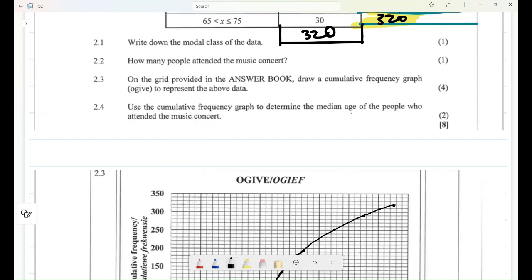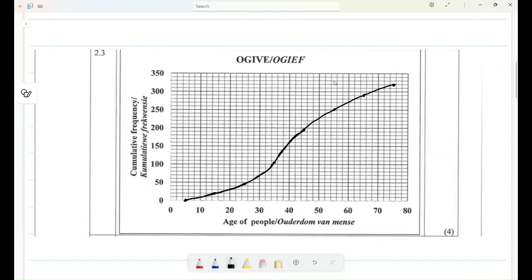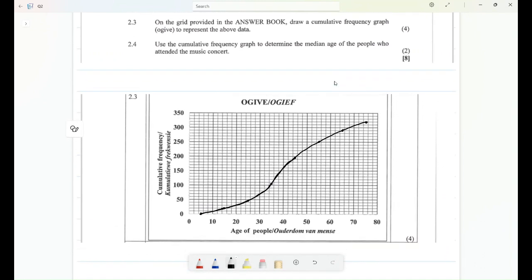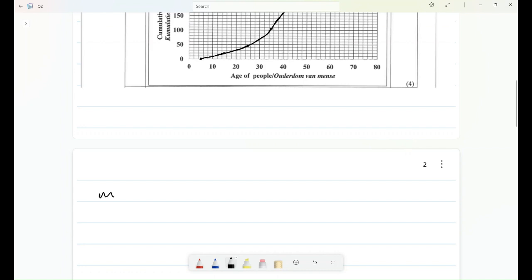Okay. Median age. What is median? Remember median, it is the middle. Median, it is the middle number. So now if I have a 320 here, let me see. Oh, remember you have a median formula that says median is equal to 1 divided by 2 times (n plus 1), if I'm not mistaken.